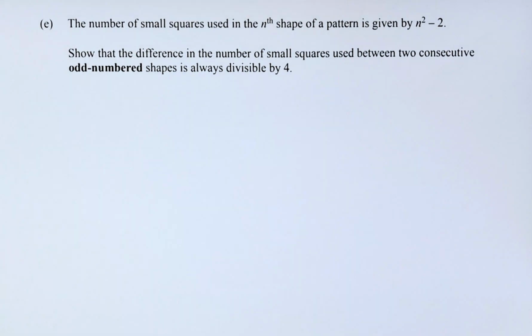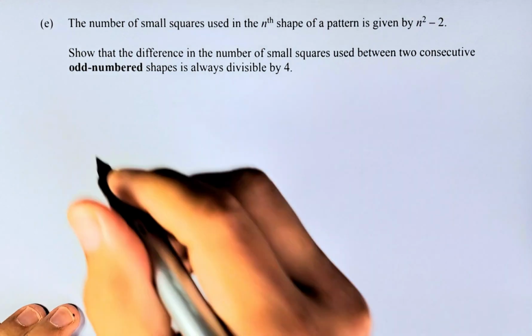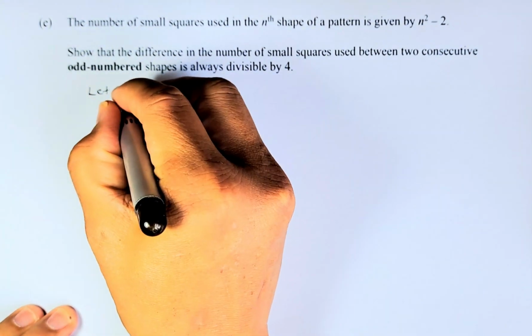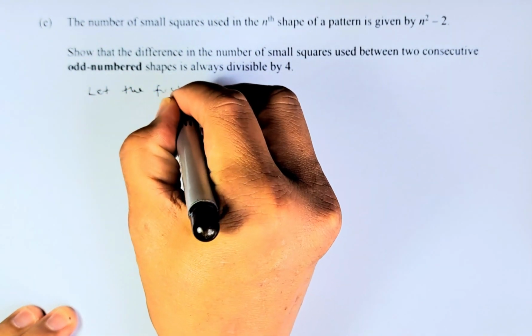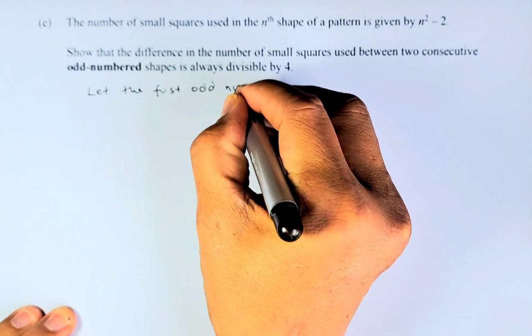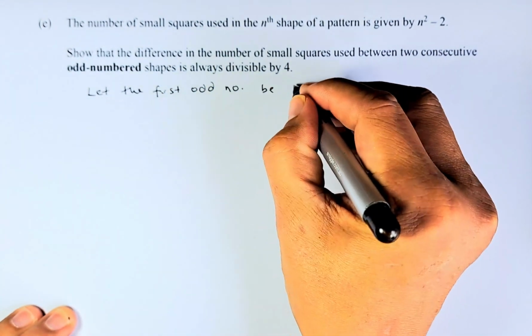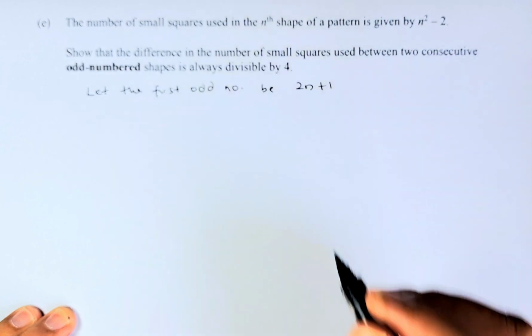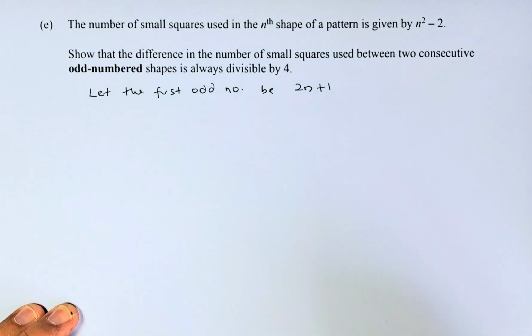The number of small squares used in an nth shape of a pattern is given by the formula n squared minus 2. Show that the difference in the number of small squares used between two consecutive odd number shapes is always divisible by 4. Okay, so let the first odd number be 2n plus 1. Okay, so 2n is an even number, plus 1 will give you an odd number.